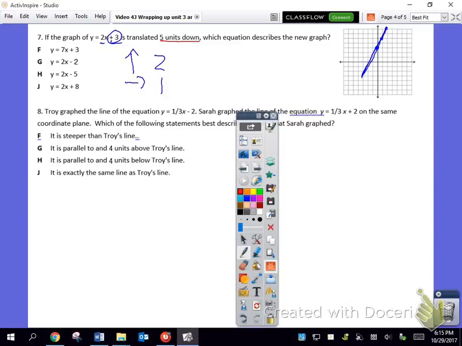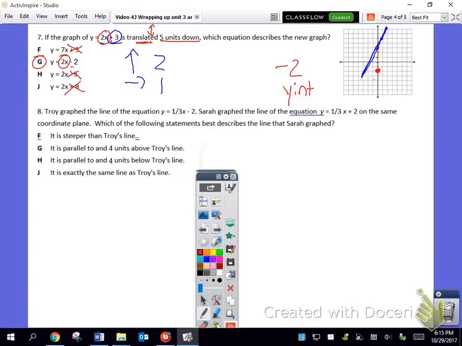Now, I'm going to translate. Translate means you're going to go up or down. I'm going to translate 5 units down. So start at the y-intercept, go 5 units down. 1, 2, 3, 4, 5. So you're now at negative 2. That is my y-intercept, negative 2. So it can't be 8, can't be positive 3, it's not negative 5, it should be this one. And I didn't change the slope. Notice 2x and 2x are the same. So that's why it's G.